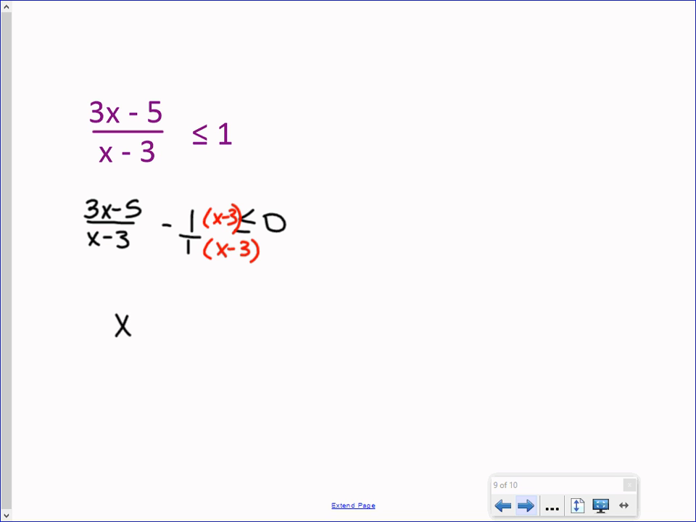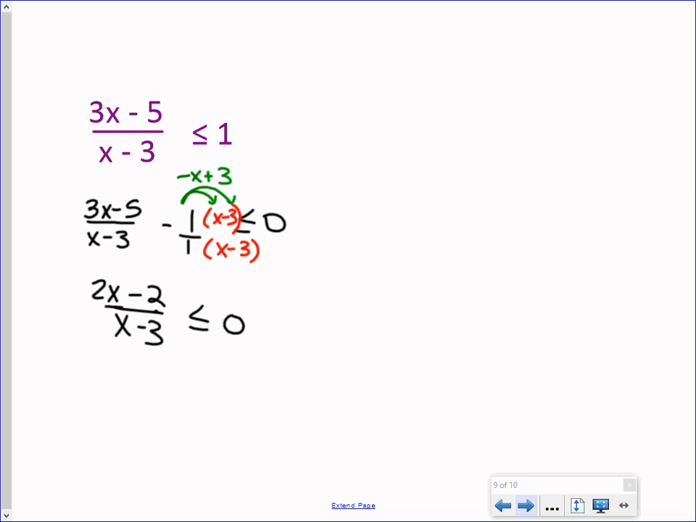Keep your denominator, x minus 3. So when you add and subtract, you keep your denominator. In the numerator, you'll have to combine the like terms. This is really like negative 1 times negative 3, so negative x plus 3. And then just do 3x minus 1x is 2x, negative 5 plus 3 is negative 2. And then it's less than or equal to 0.